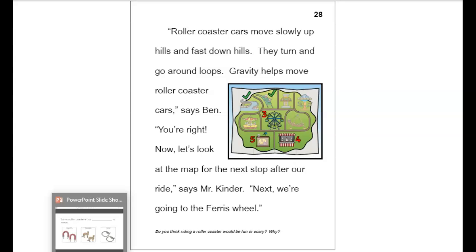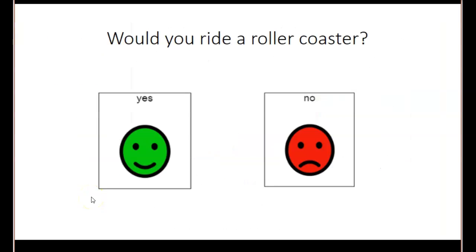Okay, so that's the end of this chapter. And our last question is, would you ride a roller coaster? Yes or no? Okay, you can touch or say your answer.